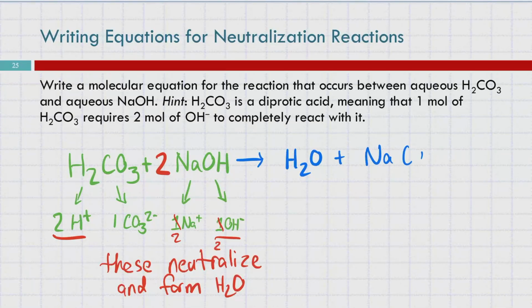The charge on Na is plus. The charge on CO3 is 2 minus. We get to crisscross them. So it's Na2CO3.